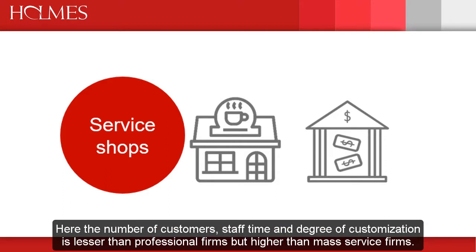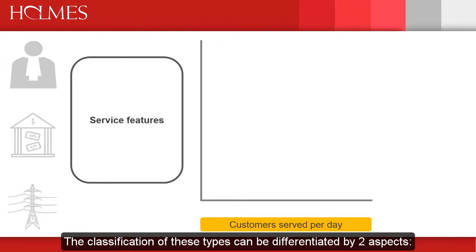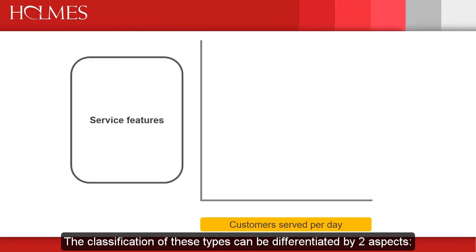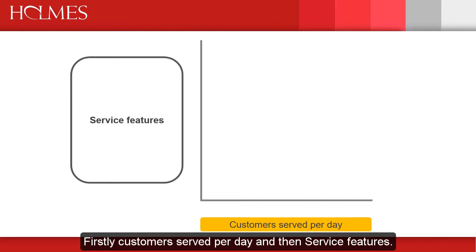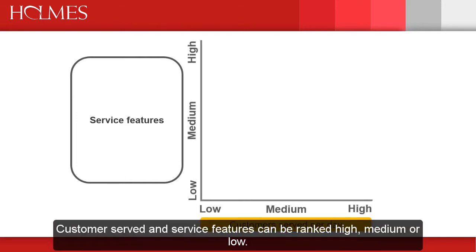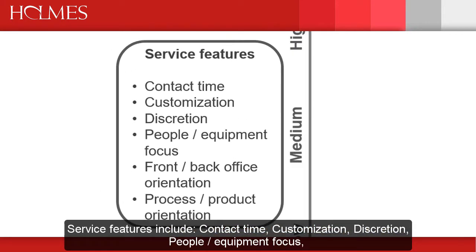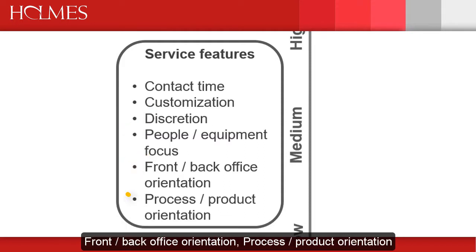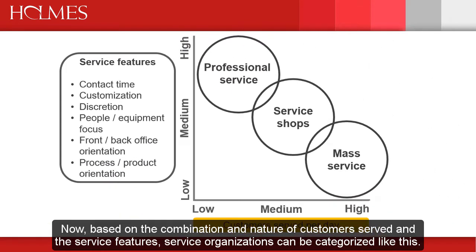Here, the number of customers, staff time, and degree of customization is lesser than professional firms, but higher than mass service firms. The classification of these types can be differentiated by two aspects. Firstly, customers served per day, and then service features. Customers served and service features can be ranked high, medium, or low. Service features include contact time, customization, discretion, people and equipment focus, front or back office orientation, and process and product orientation.